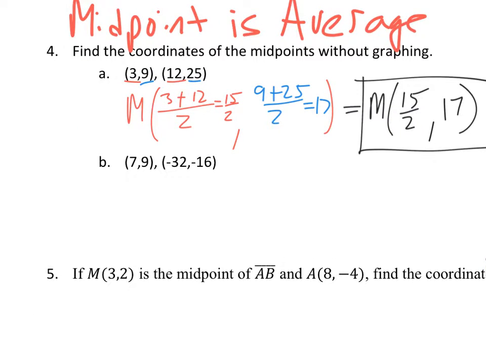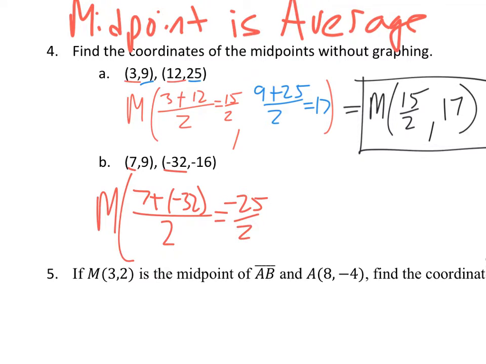What if there's negatives? Well, the nice thing is that the formula, we don't need to graph it anymore, because we're going to average the x's, 7 plus negative 32, over 2. What's exactly halfway between 7 and negative 32? Well, we add those, and we get negative 25 over 2. That's our x-coordinate. Our y-coordinate gives us 9 plus negative 16 all over 2. 9 plus negative 16 is negative 7 over 2.